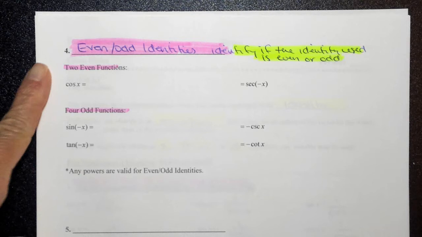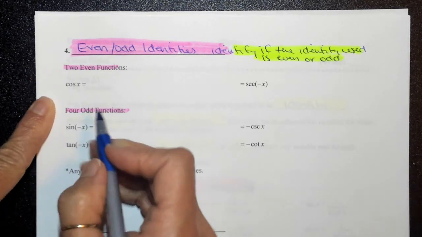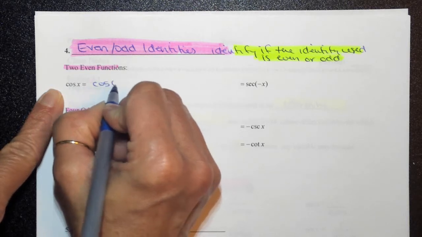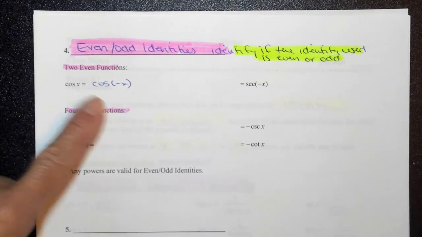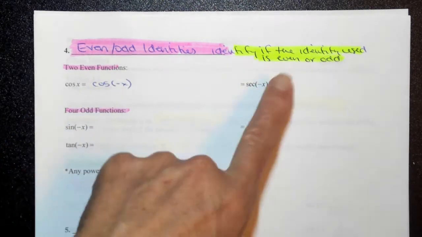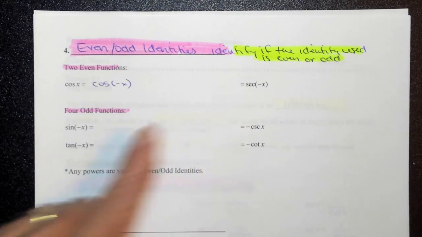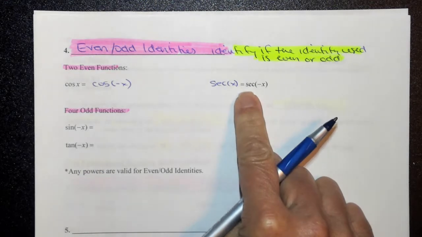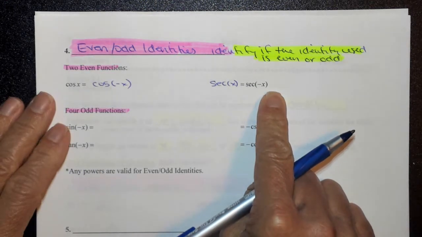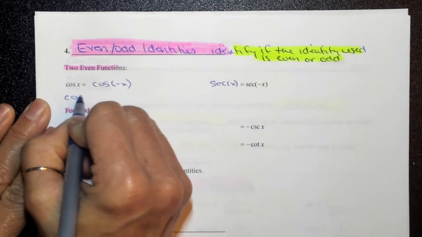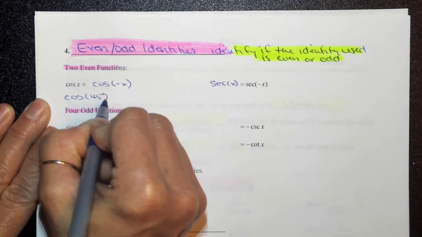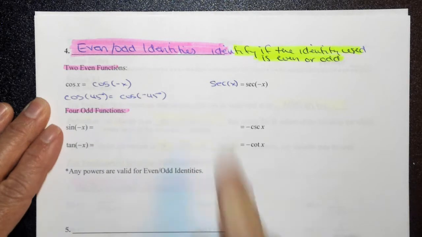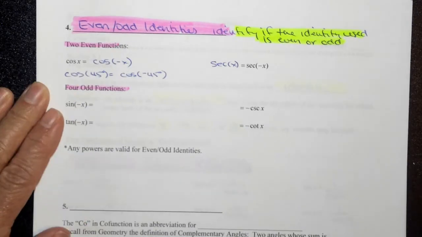So the two even functions would be cosine. So the cosine of x would be the same thing if you took the cosine of negative x. And I showed you why in Unit 1. It would be the same thing for the secant. So the secant of x is the same thing as the secant of the opposite of x. So an example would be the cosine of 45 degrees is the same thing as the cosine of negative 45 degrees. And if you wanted to take a look at that on your calculator or on the unit circle, you can do that.